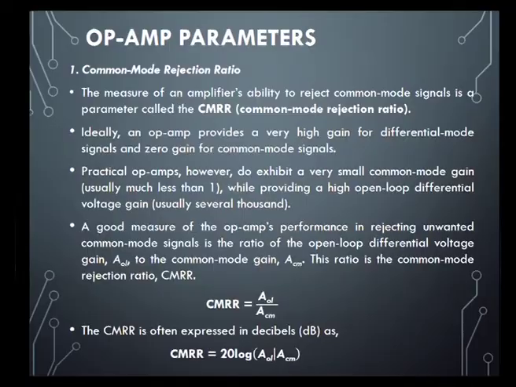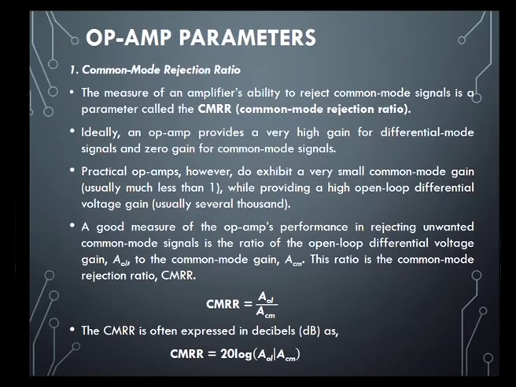So, what do we mean by common mode rejection ratio? One more term is added: ratio. The ability of an op-amp to reject common mode signals is a parameter, which is why it is called CMRR, or common mode rejection ratio. It is the amplifier's ability to reject the common mode signal. Don't get confused: the common mode signal is also called the noise signal. So, the ability of an op-amp to reject this noise signal is called the common mode rejection ratio.